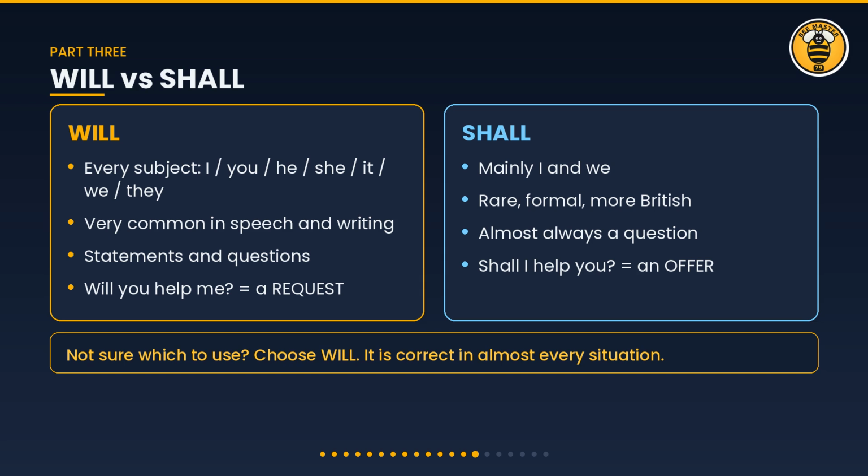One difference really matters for politeness. Will you help me? is a request because you are asking the other person to do something. Shall I help you? is an offer because you are volunteering yourself. Same topic, opposite direction.